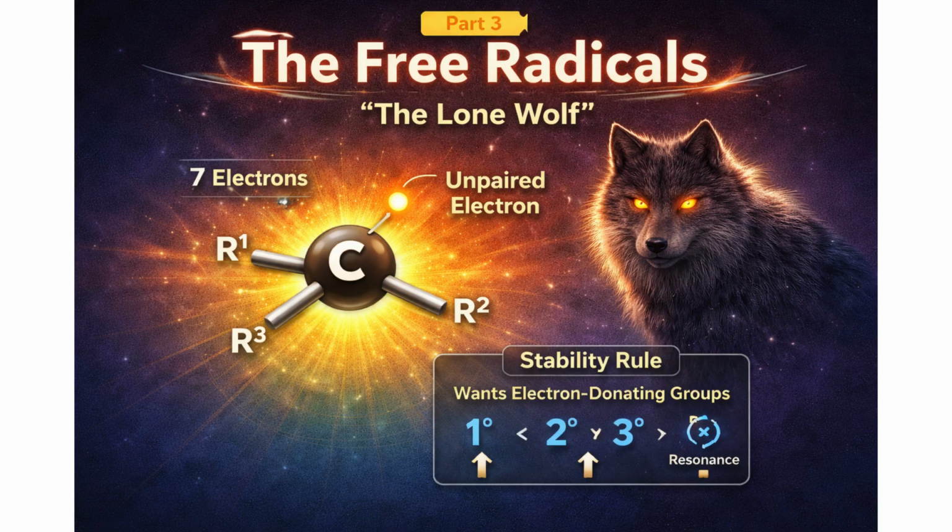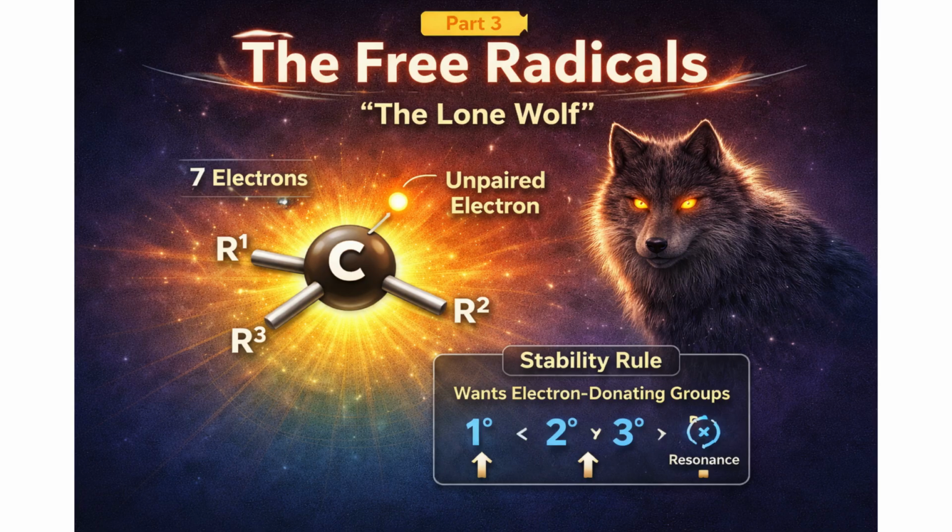The stability rule here is simple. Who helps a lone wolf? Someone who shares, right? Just like with carbocations, the free radical wants electron-donating groups, those +I alkyl groups, to push a little bit of electron density its way. This helps spread out the burden of that lone, unpaired electron. Because the needs are so similar, the stability order is exactly the same as carbocations.